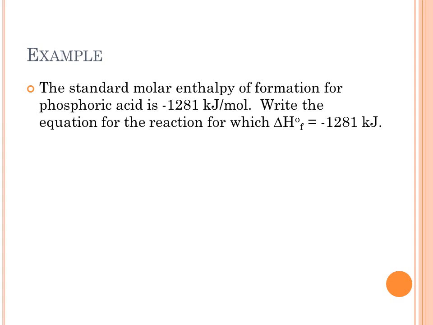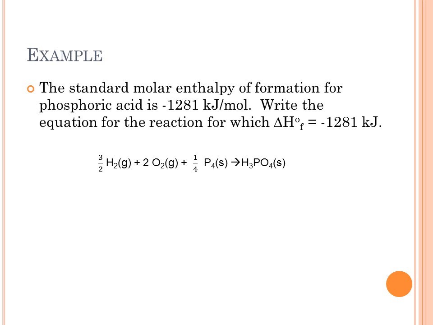So let's work an example. If we get the standard molar enthalpy of formation for phosphoric acid as negative 1281 kilojoules per mole, we want to write the equation or reaction for that particular reaction that will yield a delta H formation of negative 1281 kilojoules. When you write that, we're going to write it to form 1 and only 1 mole of phosphoric acid, H3PO4. Doing that will require some fractions for coefficients. You can see we have 3 halves H2 plus 2 O2 plus 1/4 of a mole of P4 will yield our 1 mole of H3PO4.